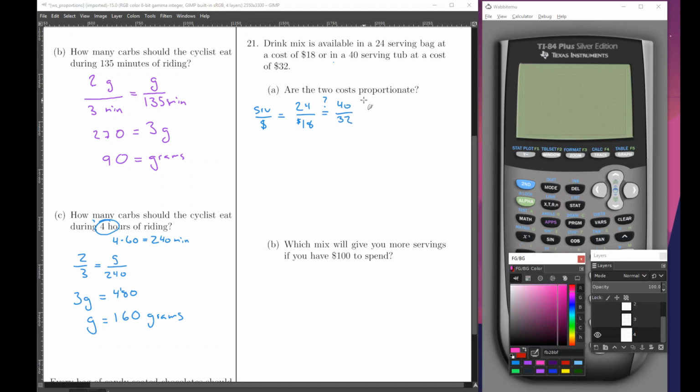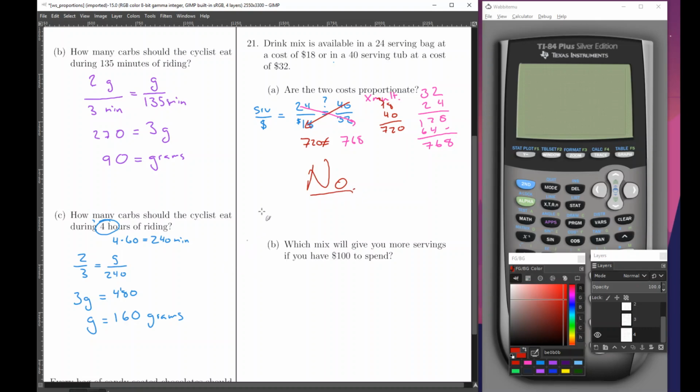I'm going to cross multiply. 24 times 32 is $768. And is that equal to what we get, 18 times 40, which is 720? No. Plain and simple. No, they are not proportionate.